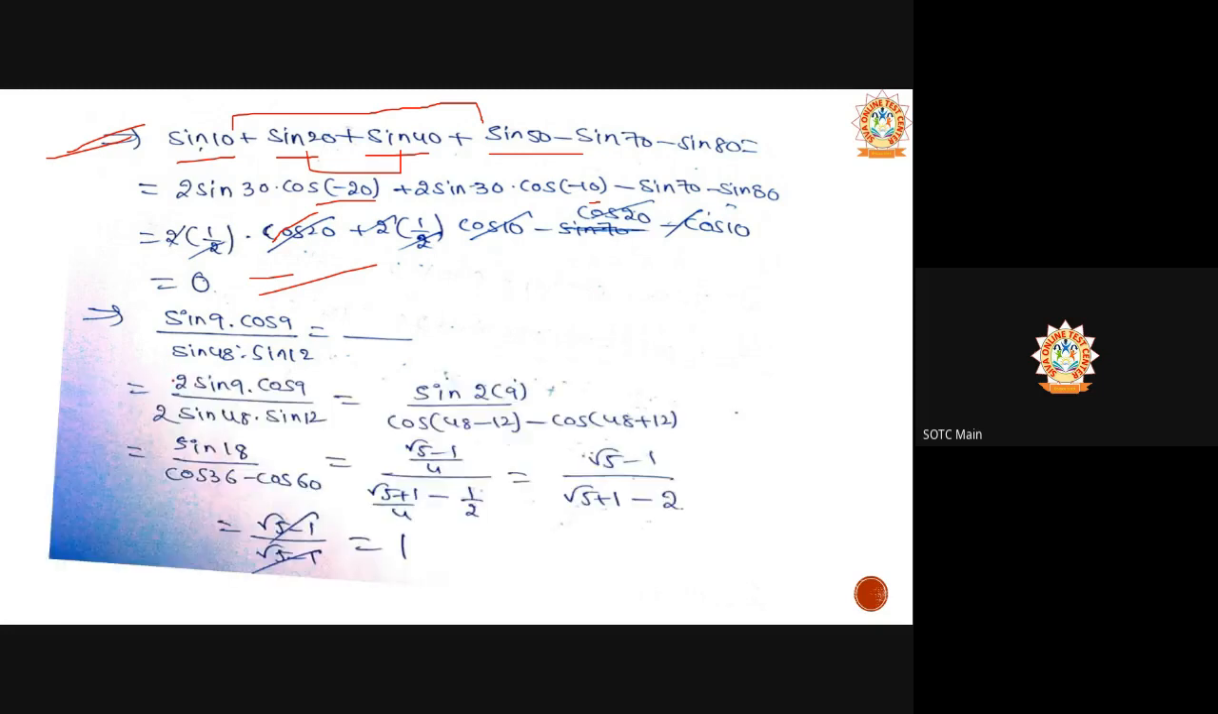So I'm multiplying with 2 and dividing by 2. It will come 2 sin 9 cos 9, so that is sin 2 into 9, that is sin 18. Then 2 sin 48 sin 12. Using 2 sin a sin b, that is cos of a minus b minus cos of a plus b. So it will come sin 18 cos 36 minus cos of 48 plus 12, that is cos 60. So sin 18 is root 5 minus 1 by 4, cos 36 is root 5 plus 1 by 4, minus cos 60 is 1 by 2. Then if you solve this you will get 1 as your answer.